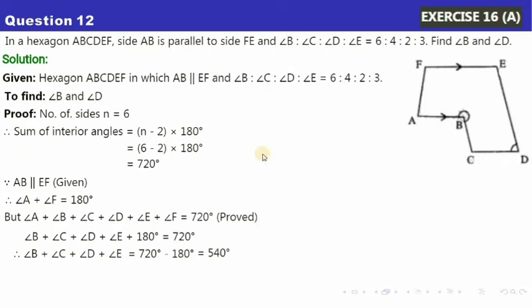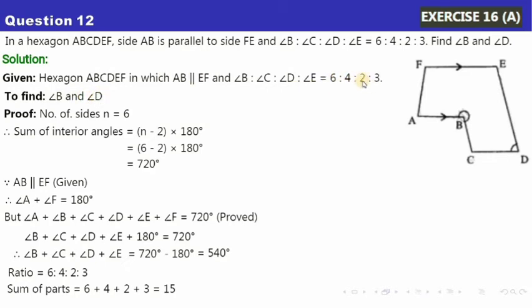All right, now see, it is given that the ratio of B, C, D, E is 6:4:2:3, isn't it? So the sum of the ratio, or you may call it the sum of the parts, is 6 plus 4 plus 2 plus 3, which is 15. Okay, so this is 15. Now tell me, or rather think, out of this ratio, our aim is to find B and D, isn't it?